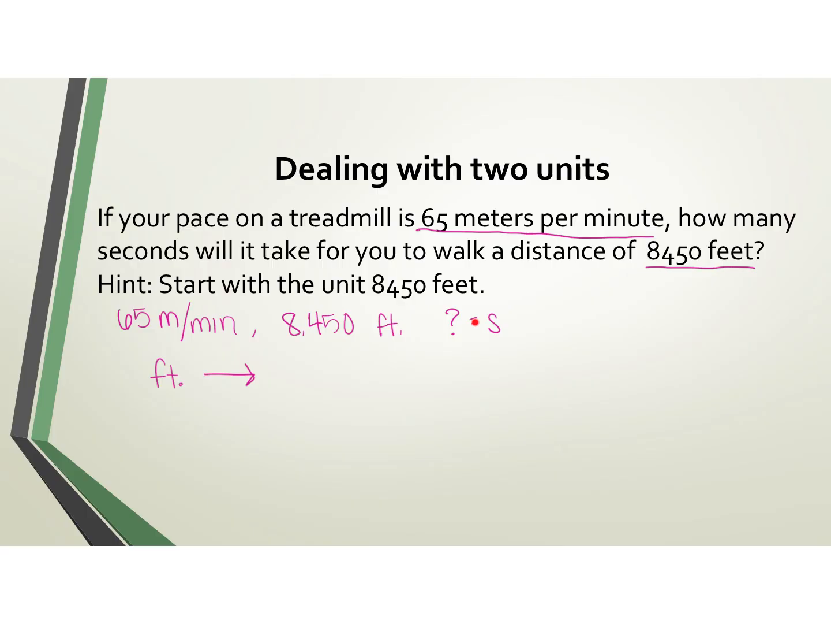And eventually we have to get to seconds. So this conversion factor is going to help us do that. It's going to allow us to get from distance to time. If we look at this, it's 65 meters per minute. Our distance is in meters. So we're going to have to convert from feet to meters. And then from meters, we can get to time, so we can get to minutes.